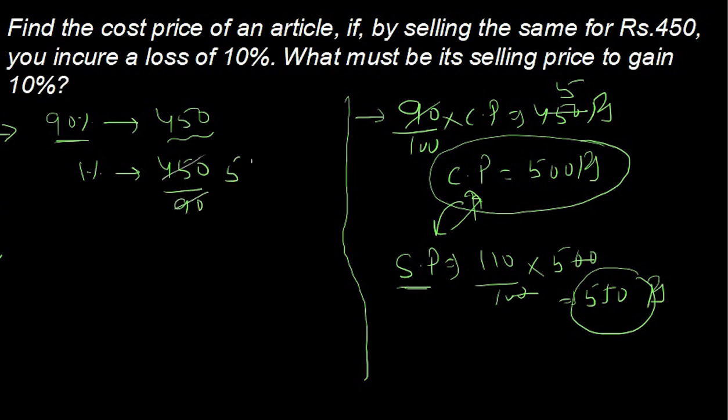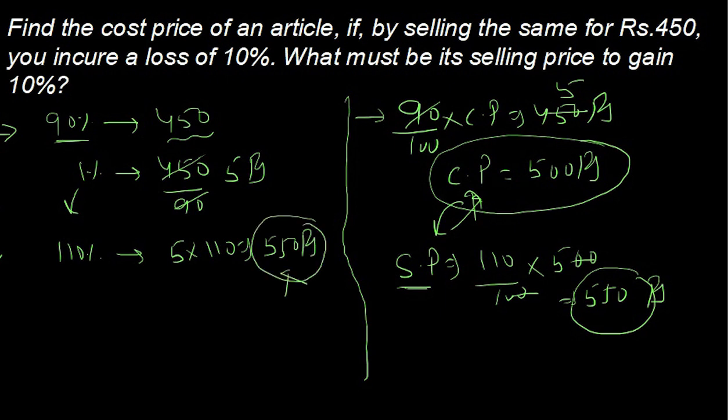5 rupees. Now 1% is 5, but now you got a profit of 10%, a gain of 10%, so it should be 110%. So what is the amount of 110%? So 110 into 5 is what? 550 rupees. So the same answer is there, but you can do it directly by comparing the percentages. Okay, these are questions you will get a lot in the textbooks. Next, come to the next question.